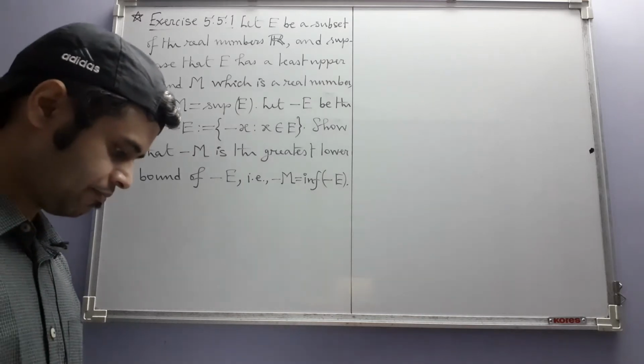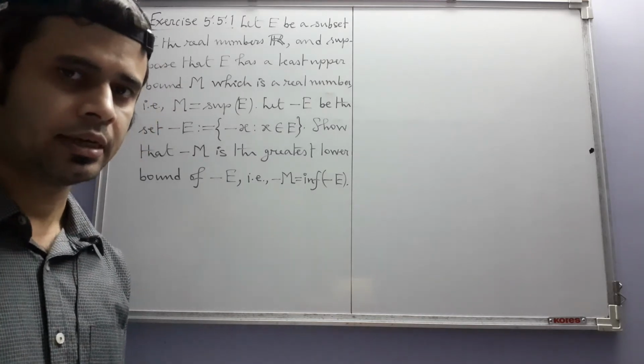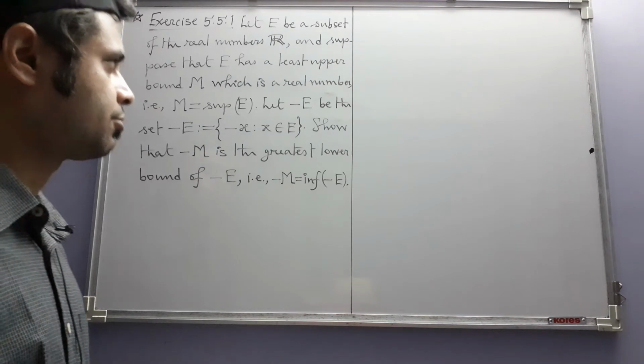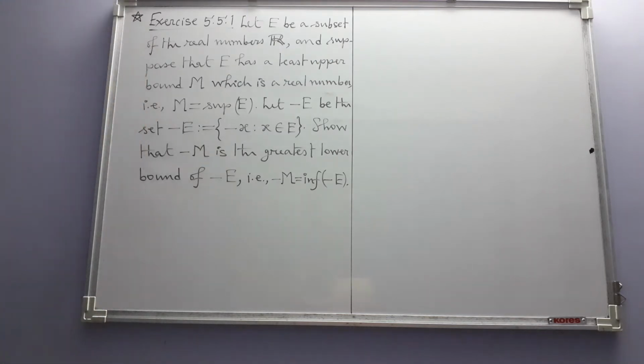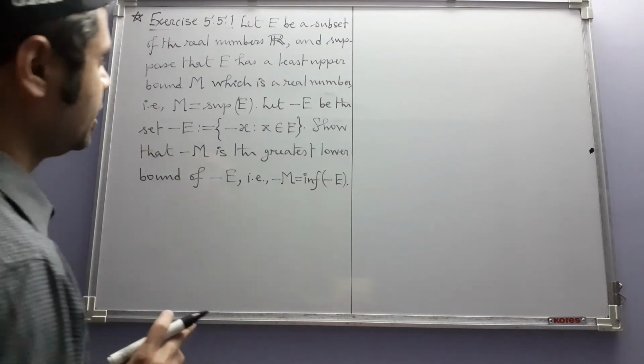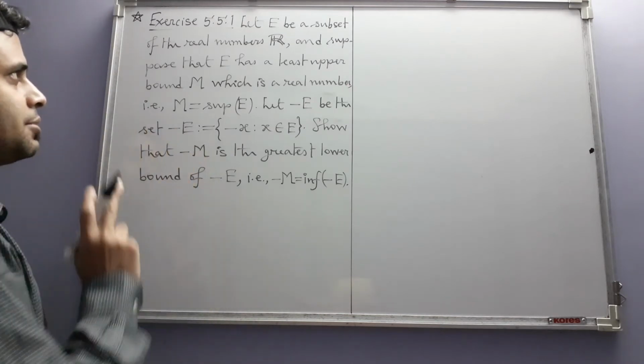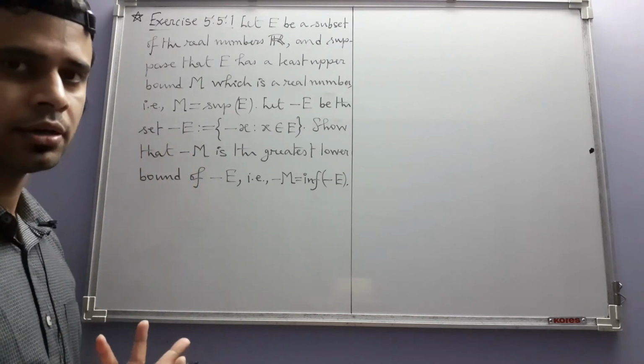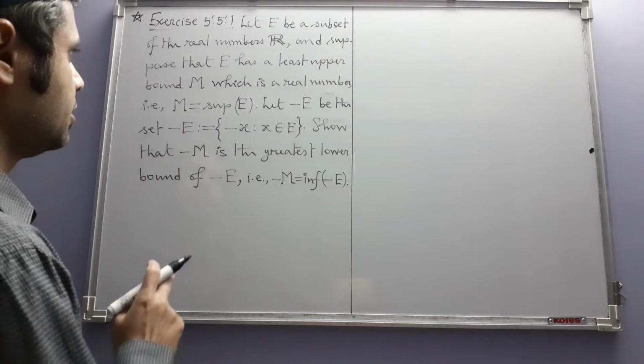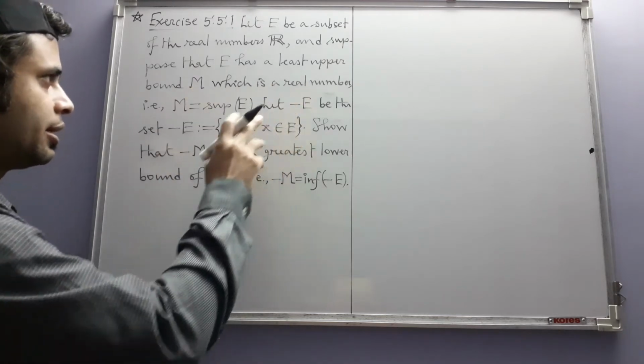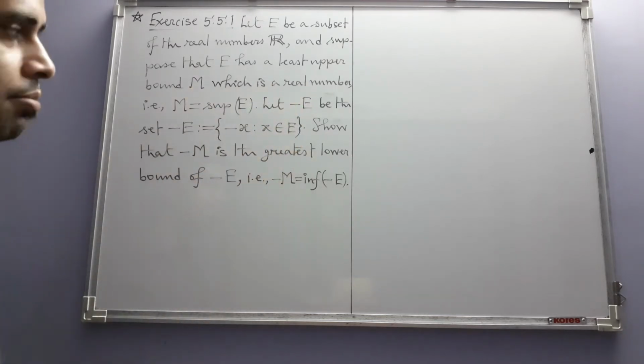Let's start the exercises at the end of section 5.5. In the first one, we are given a subset E of the real numbers, which has a least upper bound m, that is itself a real number.